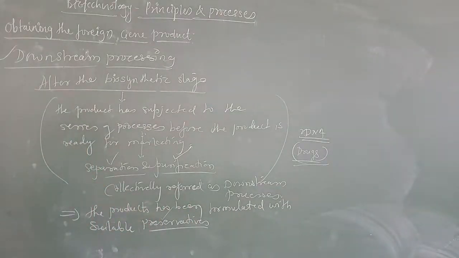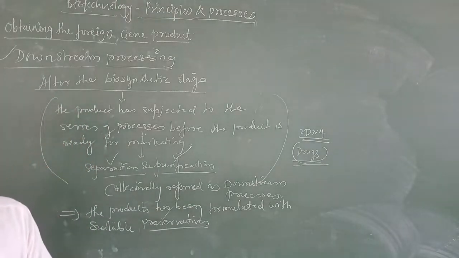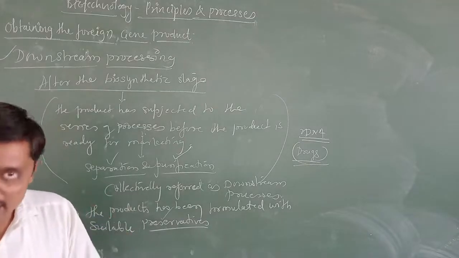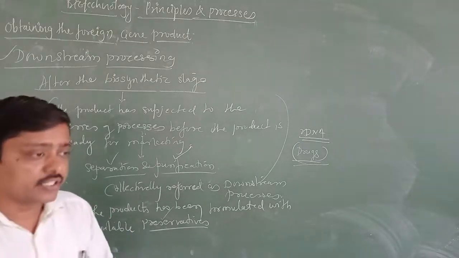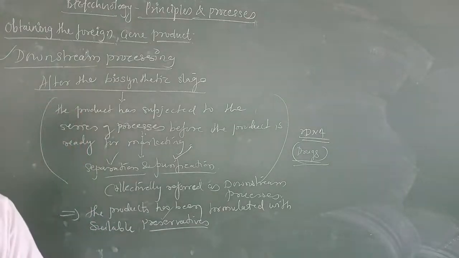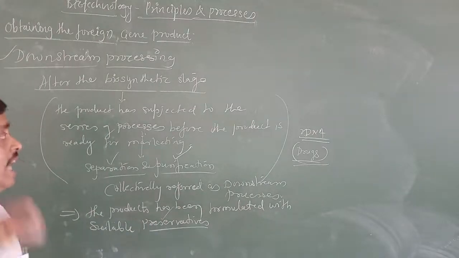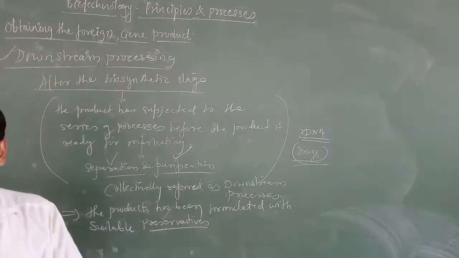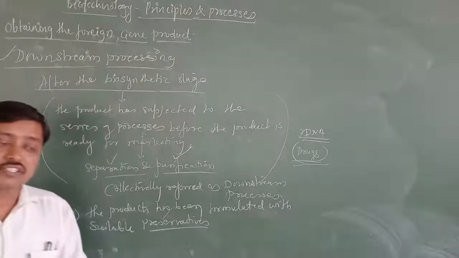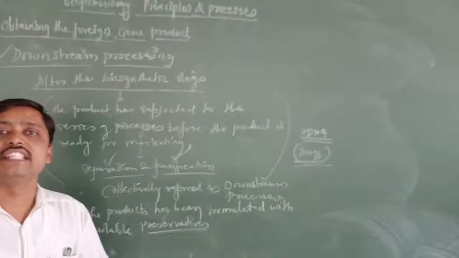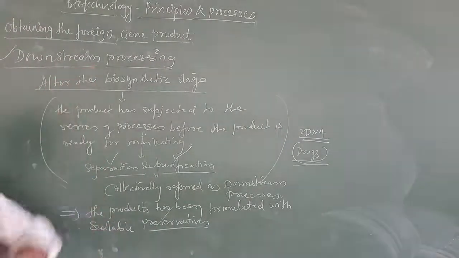And after this, what is going to happen? If your product is a drug, then it undergoes clinical trials, and afterwards the product undergoes the quality control test. And the last point is that downstream processes and quality control tests vary from one product to another product. So this is about downstream processes.